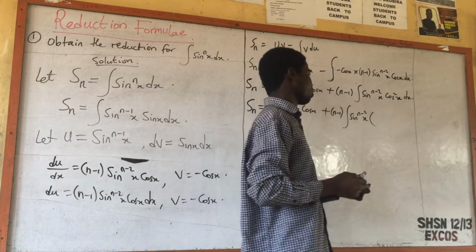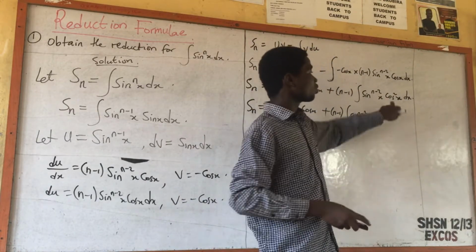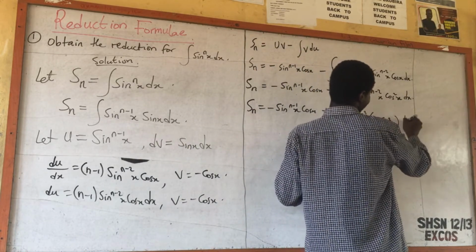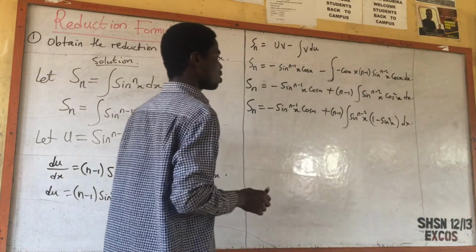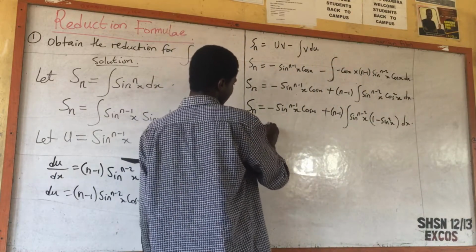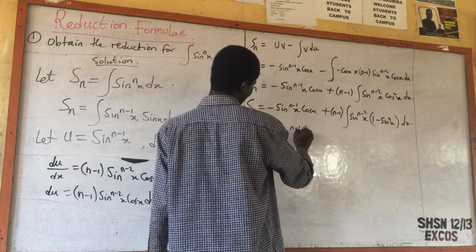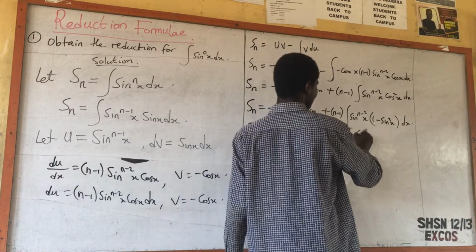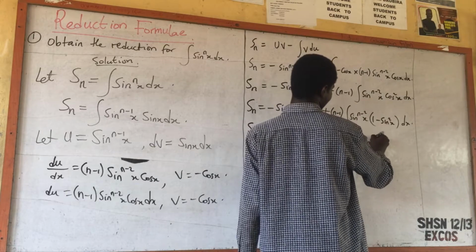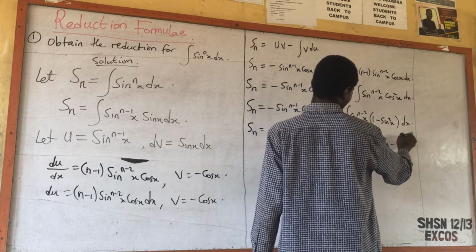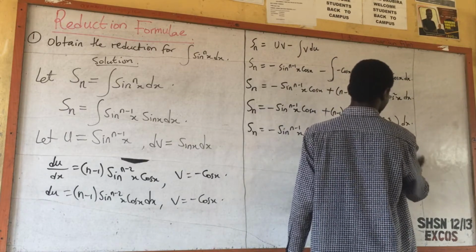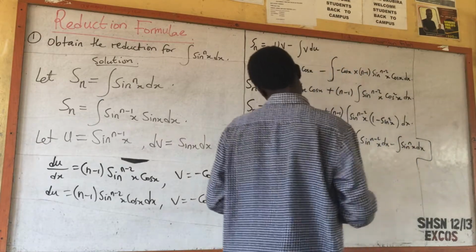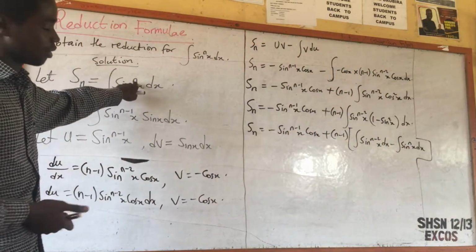From the trigonometric ratio, sine squared theta plus cos squared theta gives me 1. So cos squared x is 1 minus sine squared x. So that's what I have. This one will now be Sn equal to minus sine^(n-1) x cos x plus (n minus 1) times the integral of sine^(n-2) x dx, minus the integral of sine^n x dx. So don't forget the aim is to reduce this raised power n.